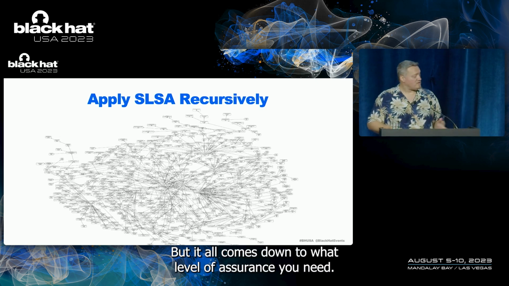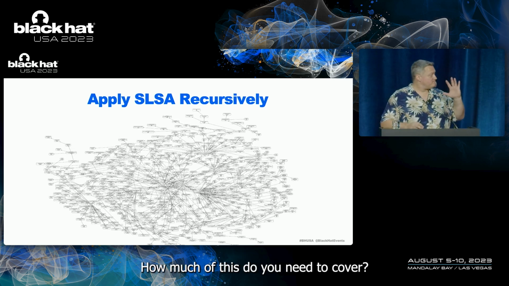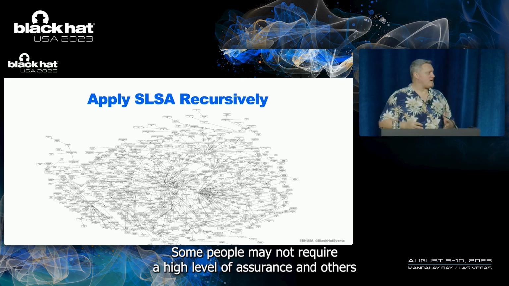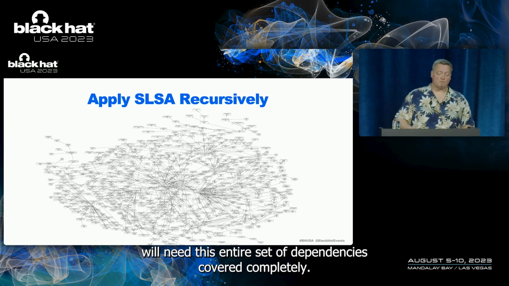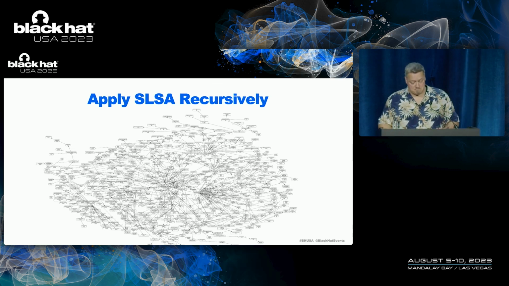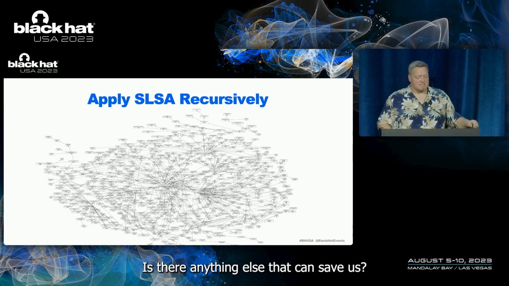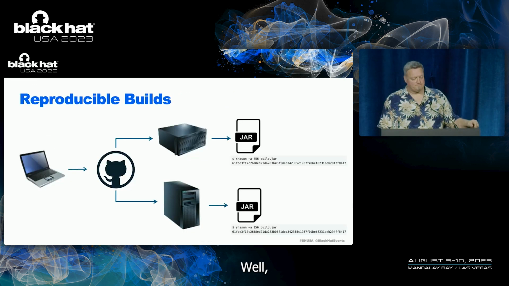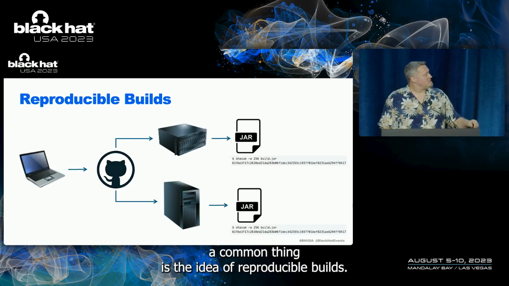But it all comes down to what level of assurance do you need? How much of this do you need to cover? Some people may not require a high level of assurance, and others will need this entire set of dependencies covered completely. Is there anything else that can save us? Well, a common thing is the idea of reproducible builds.